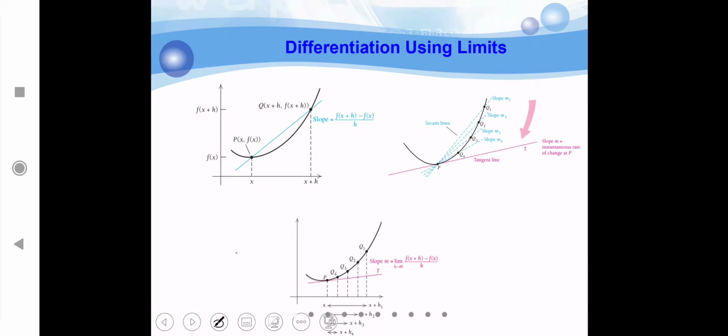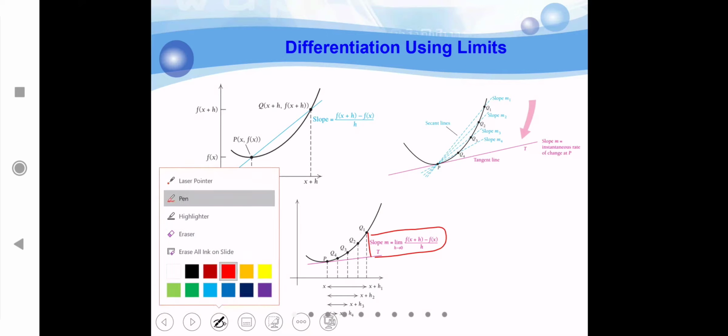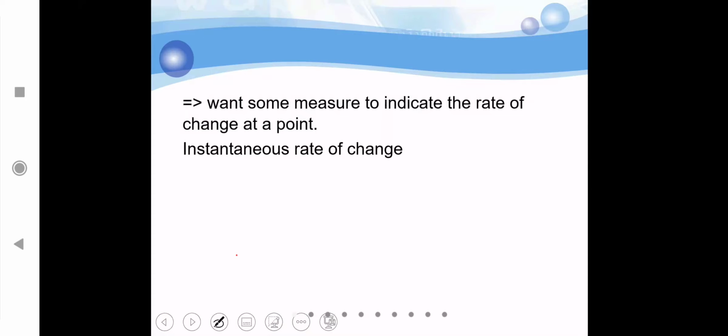We have this slope. Slope of tangent line. Slope of tangent line is the limit of the average rate of change, h tends to 0. Okay. And we have this. Now we want to use this to indicate the rate of change at the given point. It is called the instantaneous rate of change.